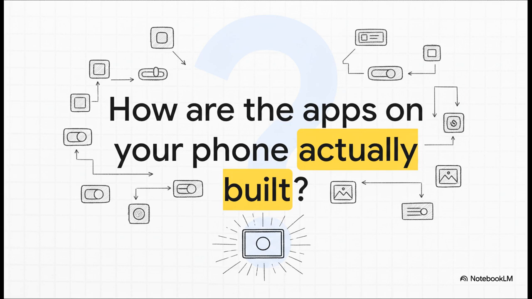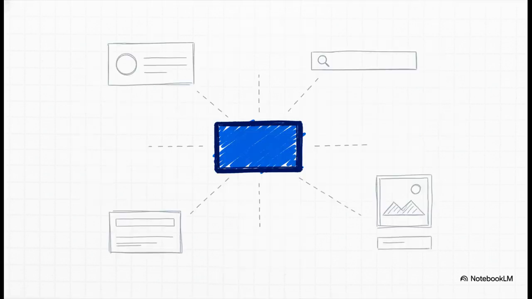But what if I told you that the whole thing, every single app, starts with one surprisingly simple idea? That's right, it doesn't matter if it's a social media app or a food delivery app. At their core, they're all made from the exact same fundamental pieces. The real magic isn't in the pieces themselves, but in how they're all snapped together.